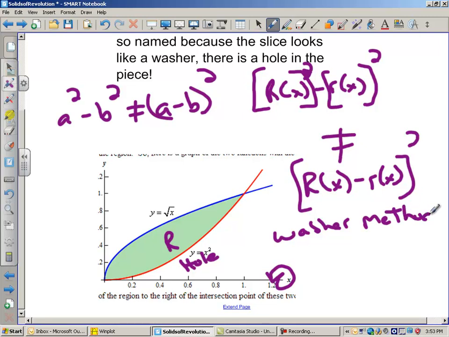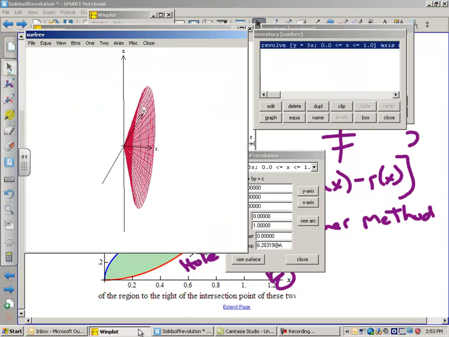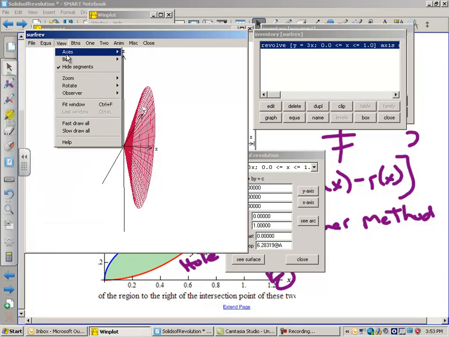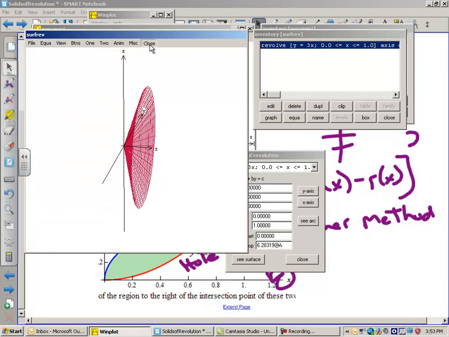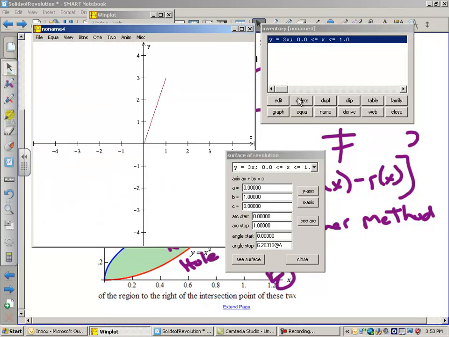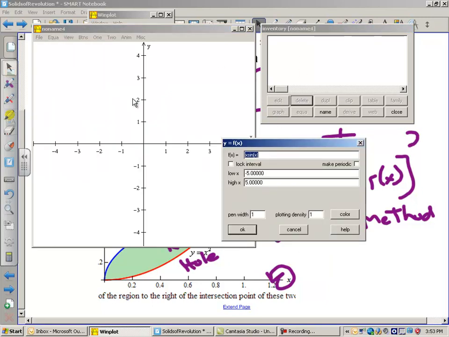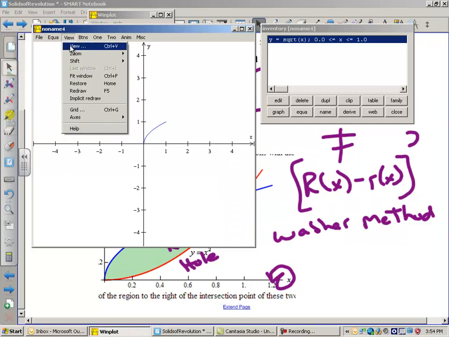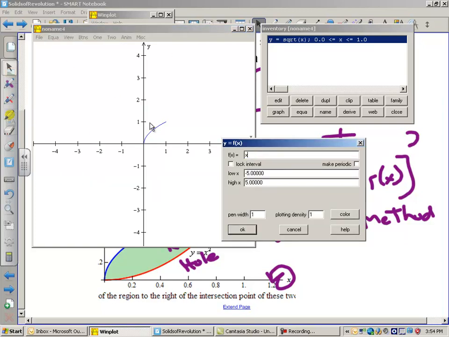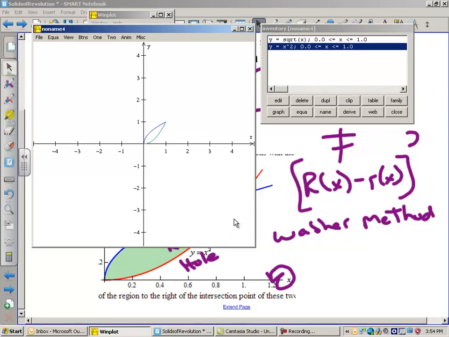Now let's take a look at this picture with my graphing software. I'm going to close this and delete that equation. We're going to have y equals square root of x, and we're going to lock this interval between 0 and 1. Then I'm going to have another equation, which is x squared, and lock that interval between 0 and 1. So that's what I'm going to spin around the x-axis.